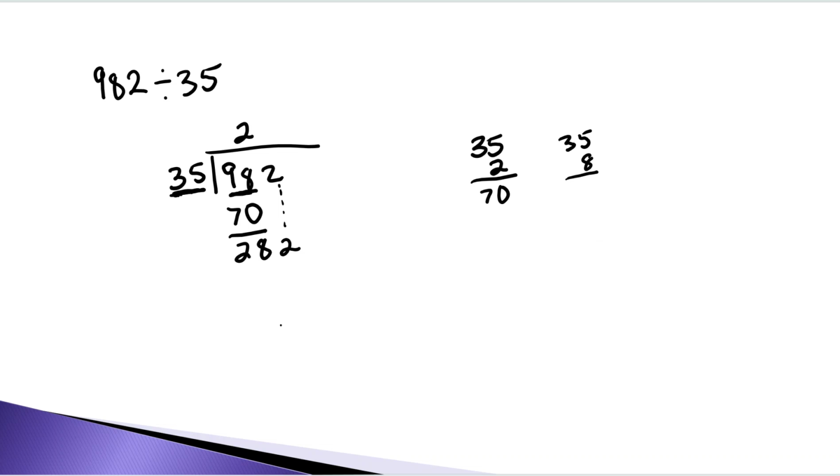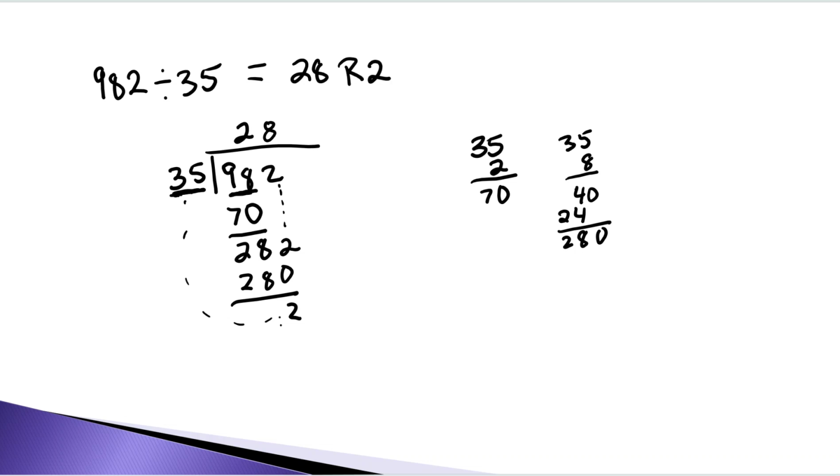8 times 35. 8 times 5 is 40. 8 times 3 is 24. 0, 8, 2. 280. Subtract down. And now I check. And sure enough, 35 is bigger than 2, so I know that I went as far as I could. If we had decimals, you would continue down, but I'm just going to work with integers here. So that means I have a remainder. My 8 goes up there. So the answer to this is 28 with a remainder of 2.